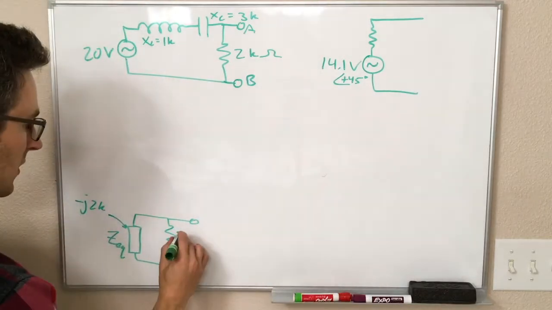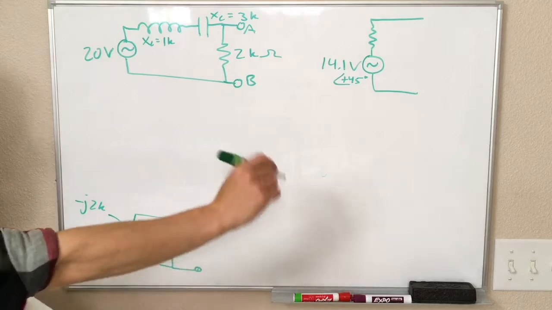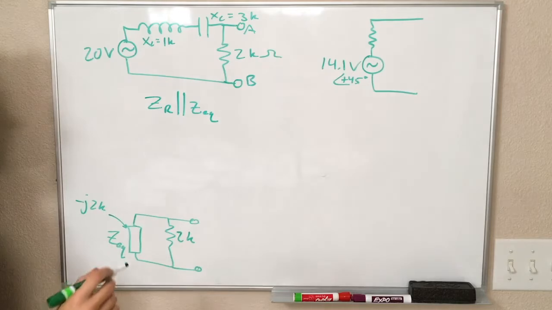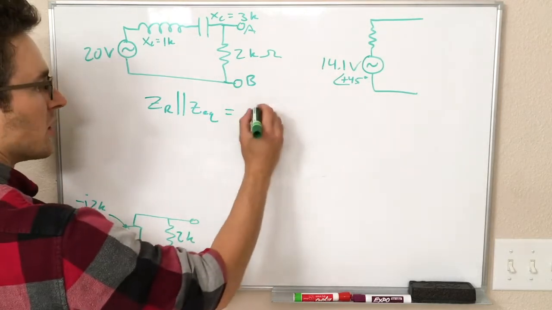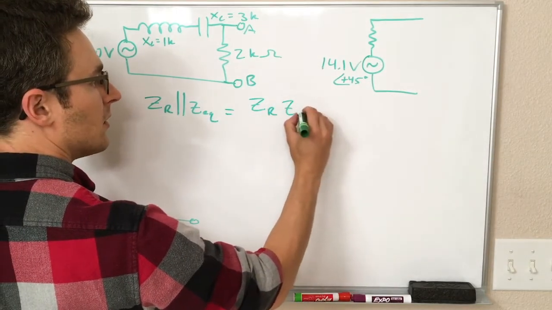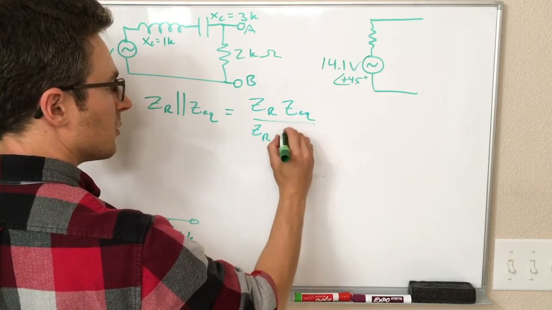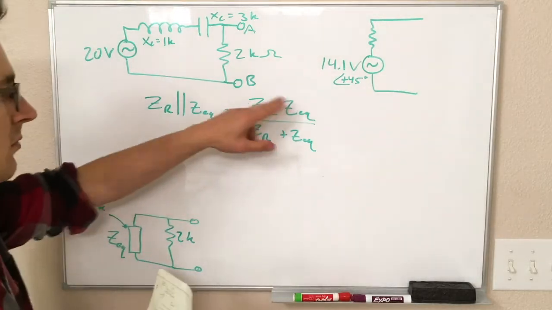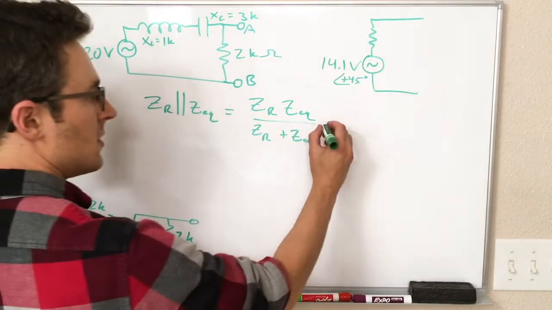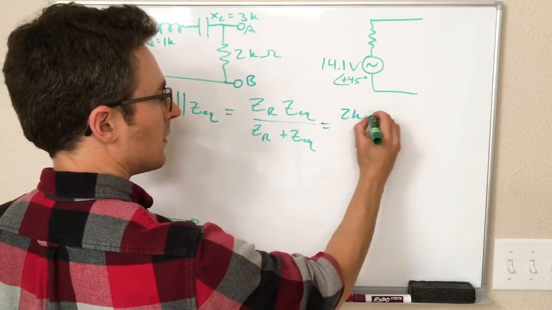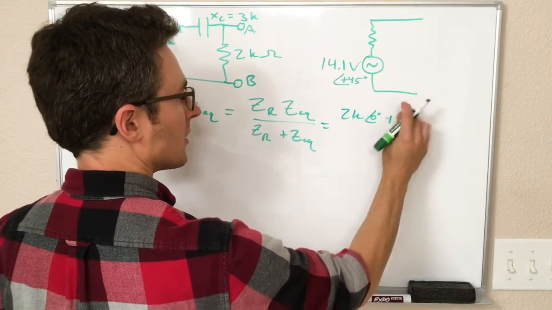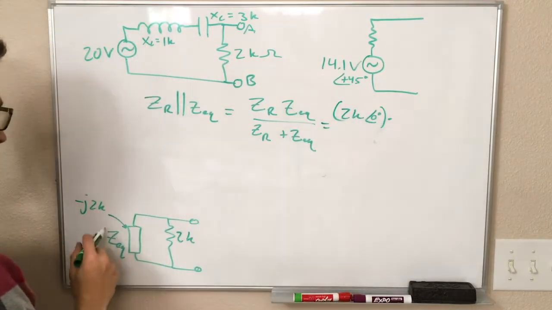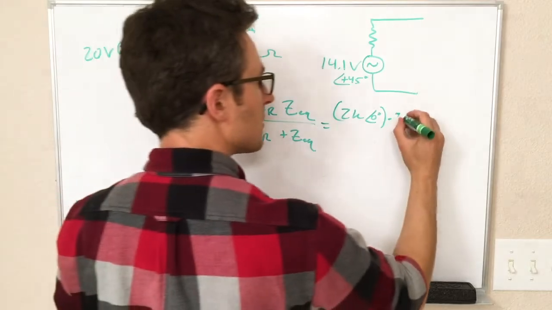Okay, so our resistor is 2k. So we have our resistor in parallel with our equivalent impedance. And so the equation for that is ZR times Z equivalent over ZR plus Z equivalent. In the numerator here, we want things in polar coordinates. So ZR is 2k at an angle of 0 degrees, times Z equivalent, which is 2k at an angle of minus 90 degrees.